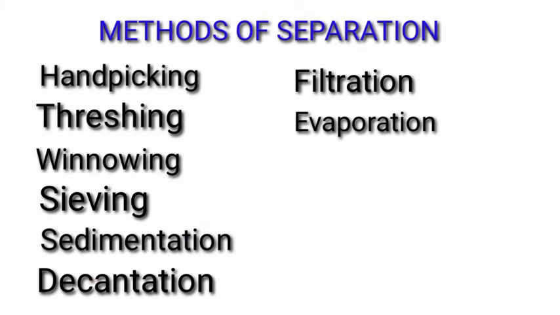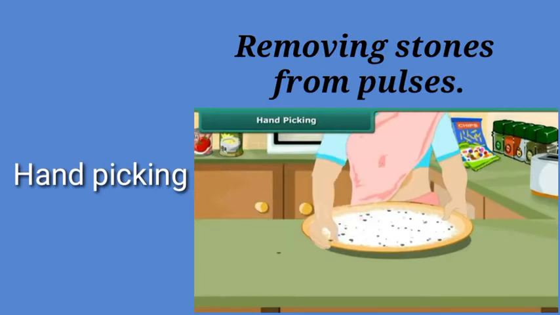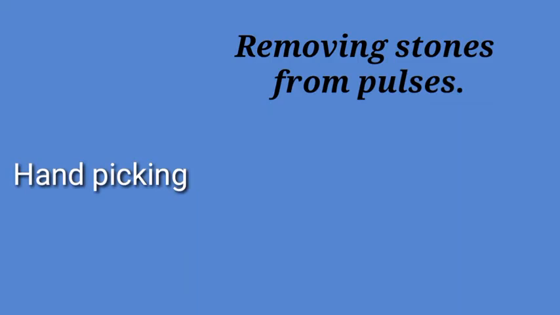So here the first ones are hand picking, threshing, winnowing, sieving, sedimentation, decantation, filtration, evaporation. These are the methods to separate the substances from the mixture. Okay, so let's study the first one, that is hand picking. Hand picking means removing the stones from the pulses. You can say removing the stones from the mixtures is called hand picking.